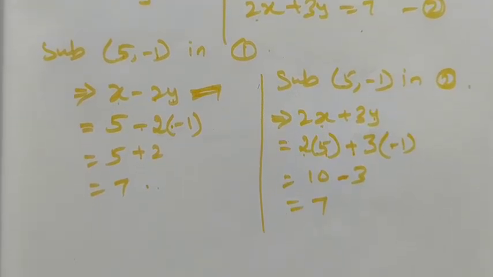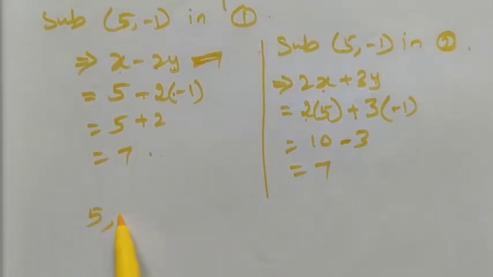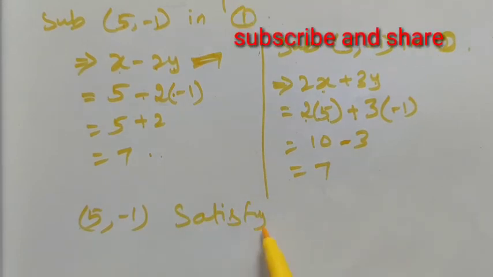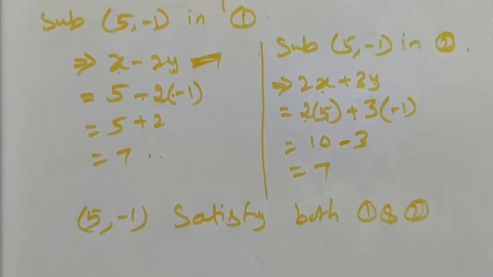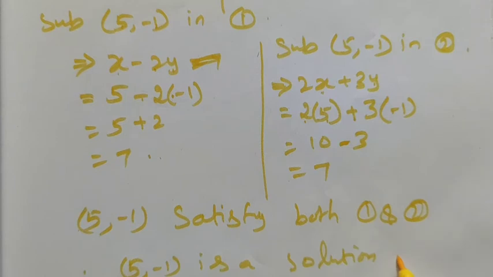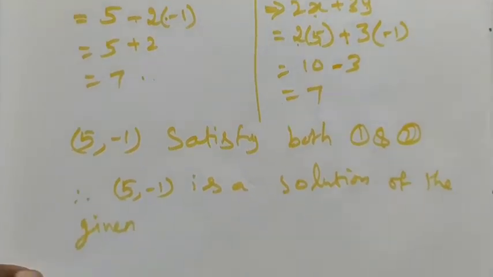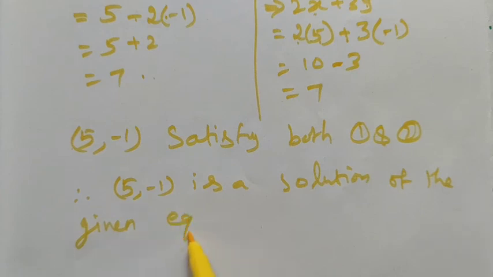By this, (5, -1) satisfies both equations 1 and 2 simultaneously. Therefore, (5, -1) is a solution of the given two equations.